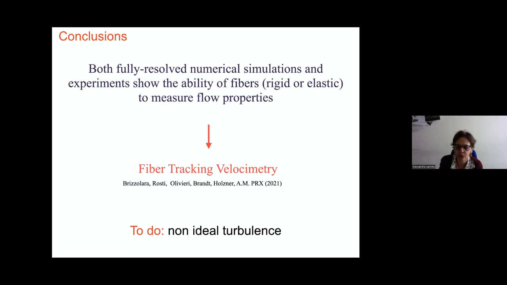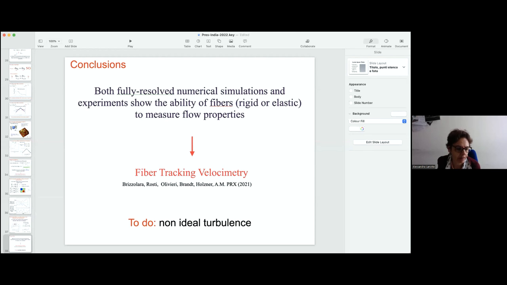Thanks, Andrea. Beautiful talk. I don't know if there's a quick question, we can have it, or we move to the next speaker. So if not, okay, please, Klaus.